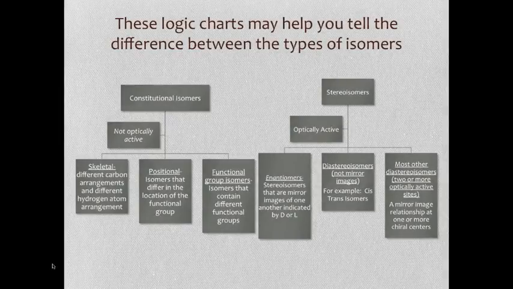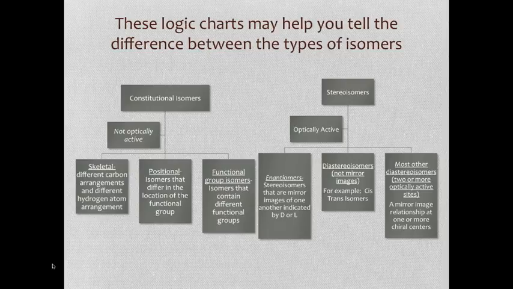As I said, let's look at these logic charts. There's 2 here. Look at the one on the left first. Constitutional isomers are non-optically active isomers. There's 3 kinds. Skeletal, different carbon arrangements and different hydrogen atom arrangements. Positional, isomers that differ in the location of the functional group. Functional, isomers that contain different functional groups. Remember, isomers have the same number of carbons or whatever the elements are.